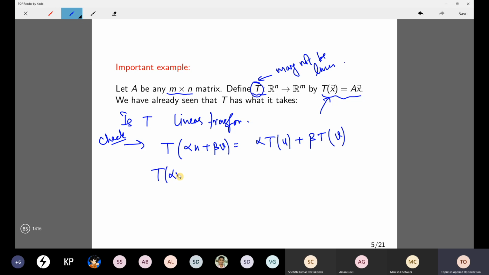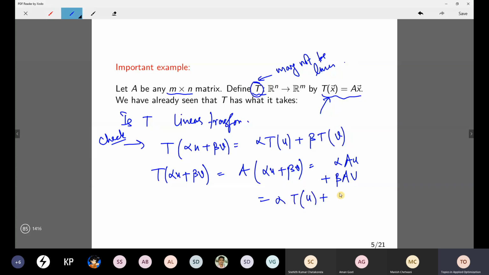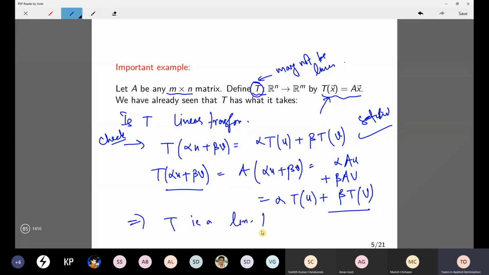So T of alpha u plus beta v is A times alpha u plus beta v. This is alpha Au plus beta Av. This is alpha of T of u plus beta of T of v. So this is satisfied, and hence this implies that T is a linear transform.